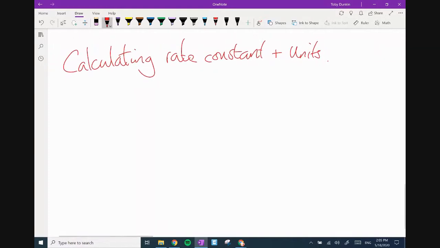So, nice and straightforward. First thing that we know we're going to have to do, folks, is reorganize. So we know that if you have a rate equation, rate equals k, we're going to have to reorganize this. So step 1, calculating rate constants, step 1. Reorganize, make k the subject of the formula.